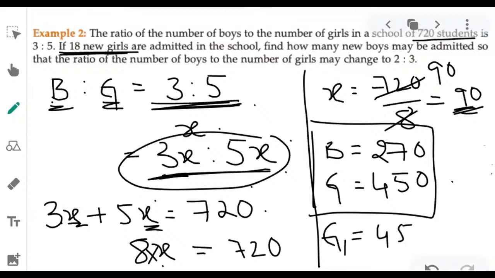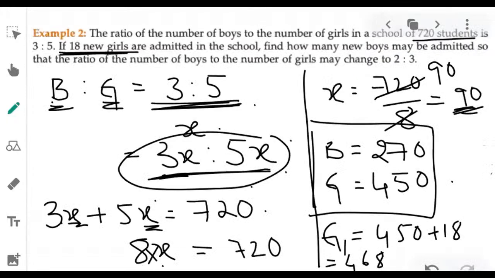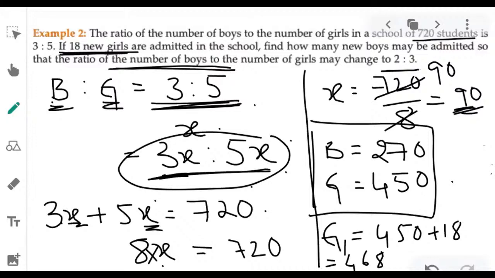$450 plus 18 is 468. Right. Now he is telling that some extra number of boys need to be added so that the ratio will become 2:3. So the extra number of boys being added, let us take it as B. So what is the existing number of boys? 270.